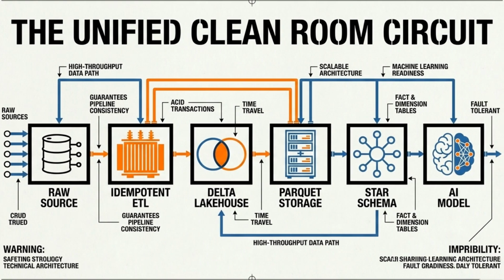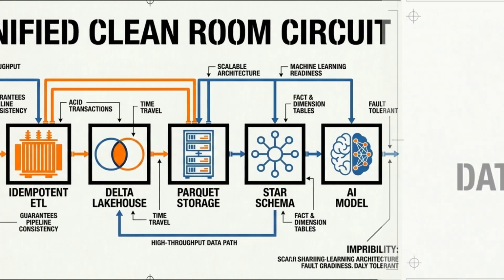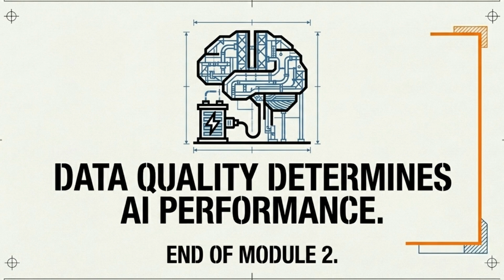This diagram illustrates a unified clean room circuit, integrating everything from raw data sources through ETL and storage, ultimately feeding high-quality, reliable data into your AI models. Remember, your AI's performance is only as good as the quality of the data it receives.